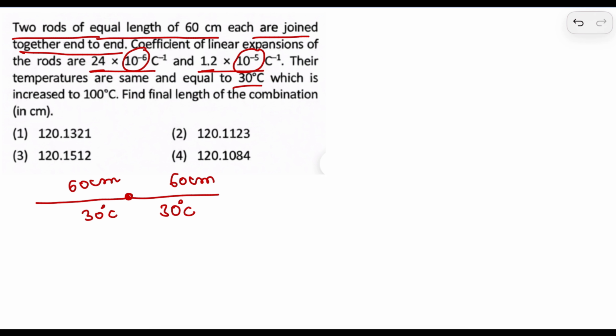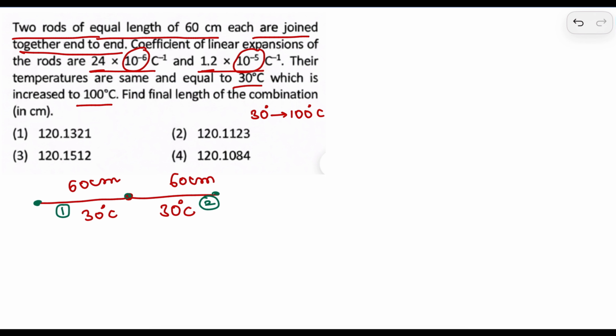Next one also 30 degrees Celsius, and the temperature is increased from 30 degrees Celsius to 100 degrees Celsius. Okay, then what happens? What things will be changed from this? So first one, this is the first rod, and next one is the second rod. Okay, first and second two rods.